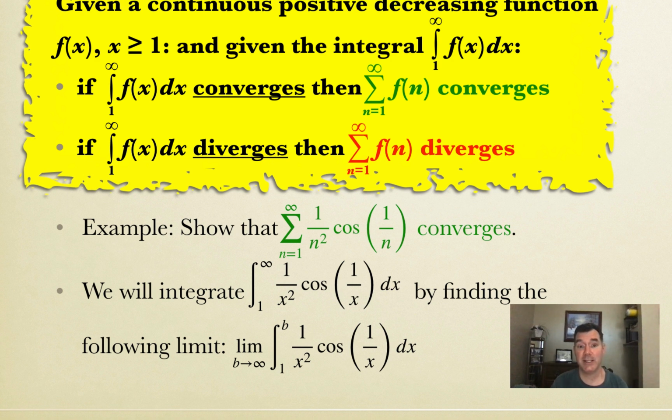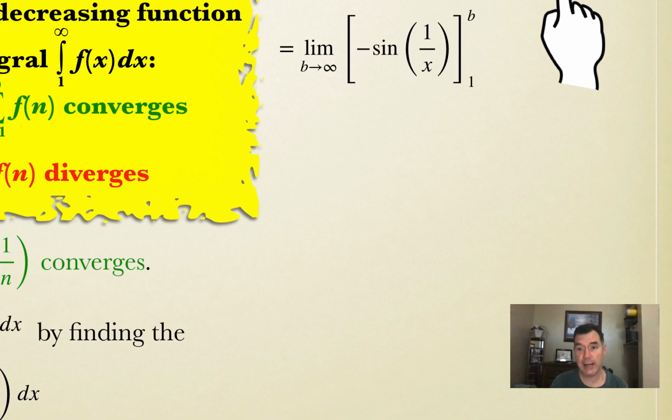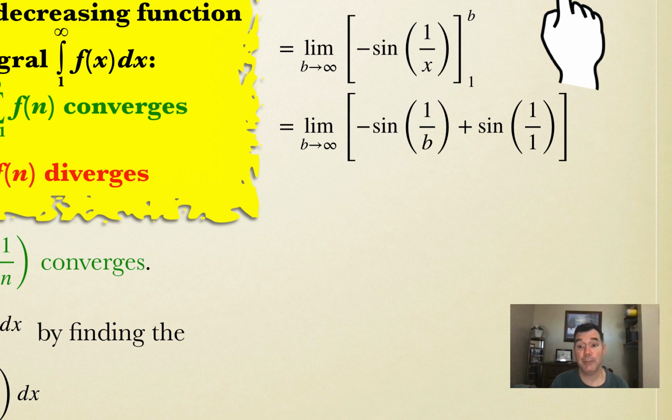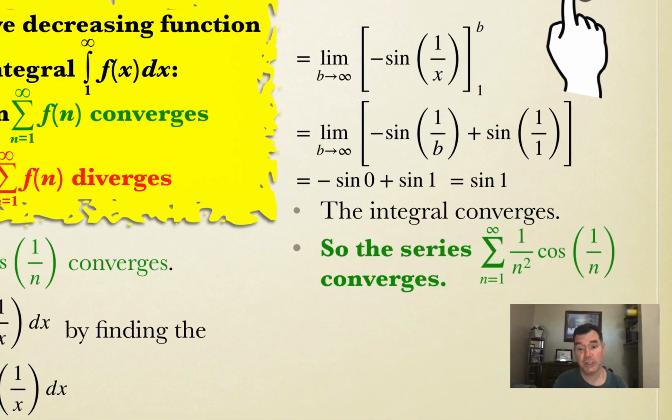So I'm going to find the integral of this, but remember when I have infinity as one of my endpoints, I can't plug in infinity. So I change that infinity to a b, and I find the limit as b approaches infinity. If I integrate this function, I get the negative sine of 1 over x. I evaluate that at 1 and at b, and find the limit as b goes off to infinity. That gives me the negative sine of 1 over b plus the sine of 1 over 1. As b goes off to infinity, 1 over b approaches 0, and so I get negative sine of 0, which is 0. And sine of 1 over 1 is just the sine of 1. So my final answer is the sine of 1. That is the area under that curve from 1 to infinity. That is a finite number, so the integral does converge. That also means that the series that the function was based on converges as well.